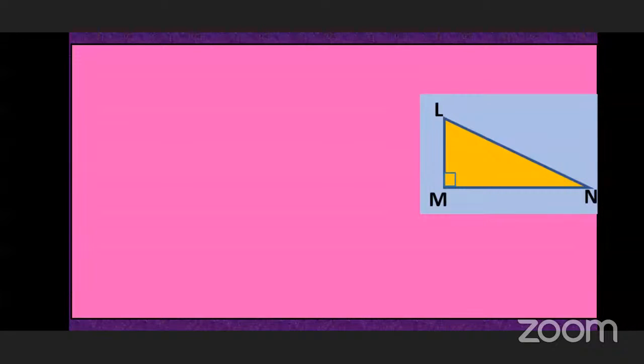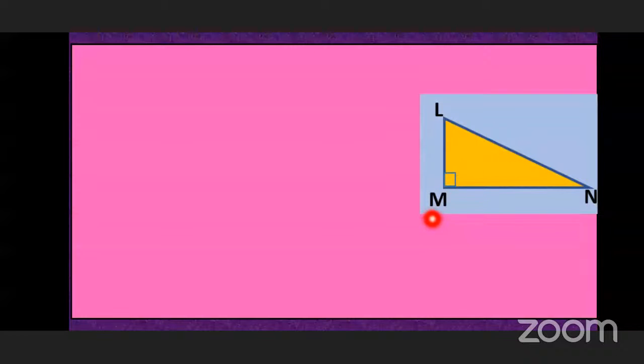So what is the measure of angle M? I'm not asking the measure of the length. I'm asking the measure of the angle. What is the measure of this angle? From the figure, what can you understand? 90 degree. Yes, excellent, children. So the measure of the angle M is 90 degree.